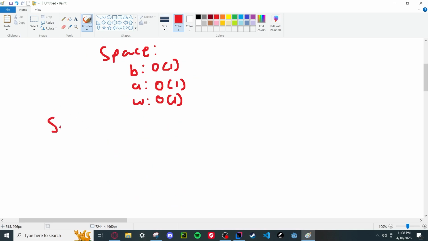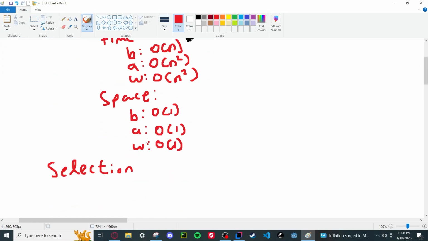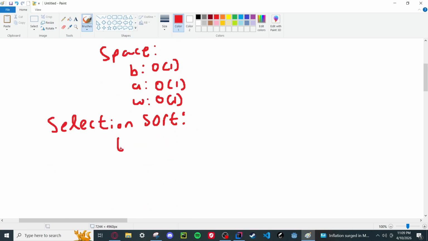So let's move on to selection sort. Quick refresher on selection sort: we find the minimum value in the array, and wherever that minimum value is, we take that index and swap it with whatever is at the first unordered element. And we just keep doing that over and over again.